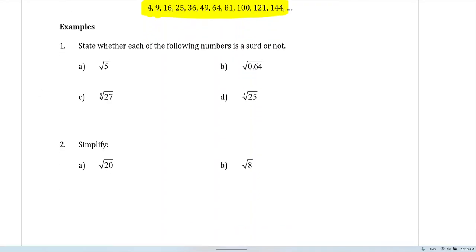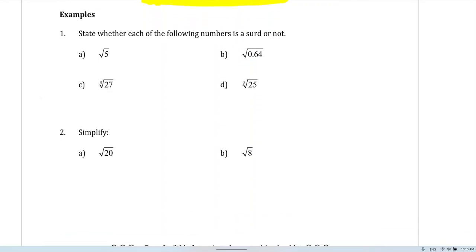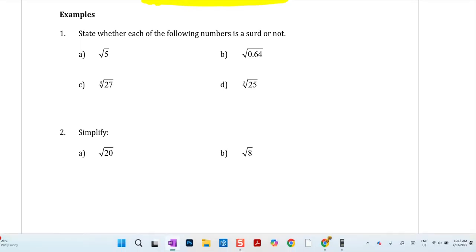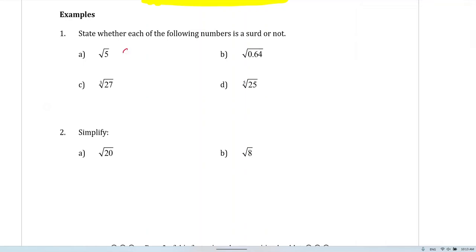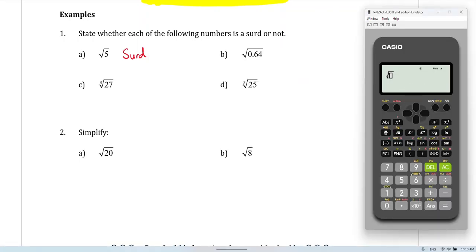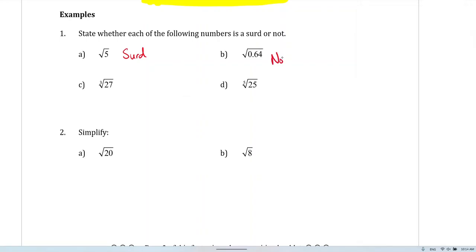Example number 1. State whether each of the following numbers is a surd or not. We're just going to check these with our calculator. If we type in the square root of 5 and we get a yucky decimal answer, that means that one is a surd. Whereas if we type in the square root of 0.64, we get a nice definite decimal, and if I press my S-D button, I could even turn it into a fraction. So that one is not a surd.